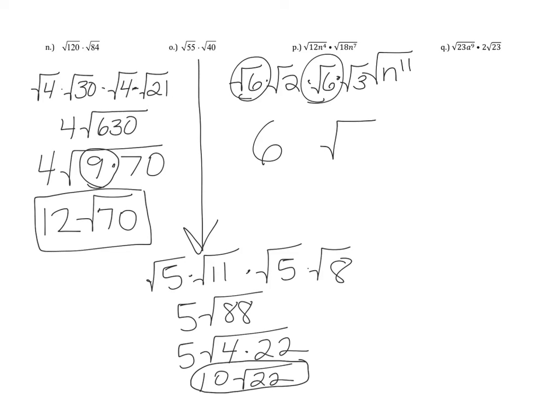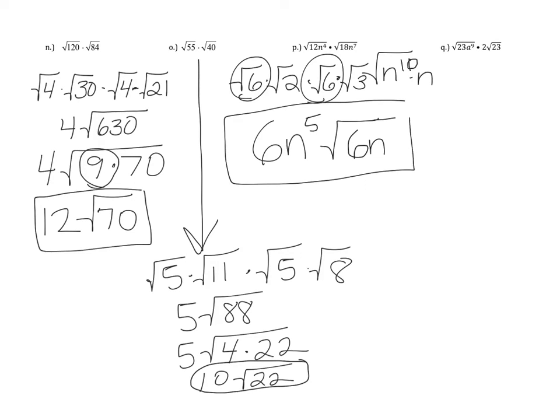So I'm going to leave some space because I need to pull out some variables here. So that's going to be 6 on the inside. Now, the square root of n to the 11th, well, that's the same as saying the square root of n to the 10th times n, right? Because it's odd. So you're going to leave an n on the inside. And then you're going to pull out and get an n to the 5th on the outside. So it's really just a method that I would use before I multiply. You, of course, could fully simplify 12n to the 4th. You could fully simplify 18n to the 7th and then multiply them together. That's another option. All right, go ahead and try the next one.